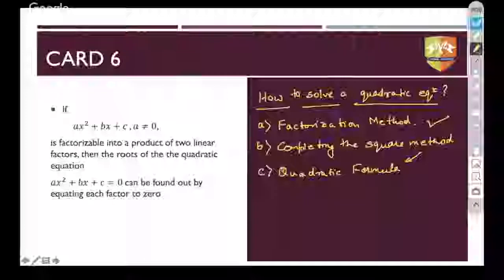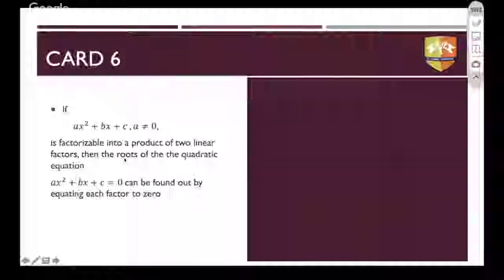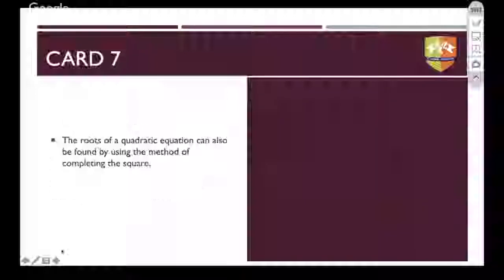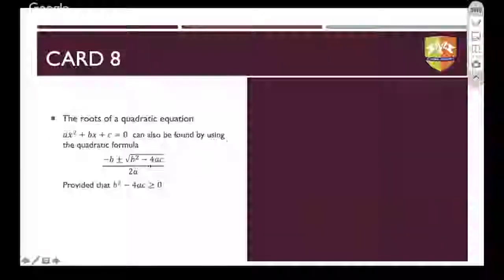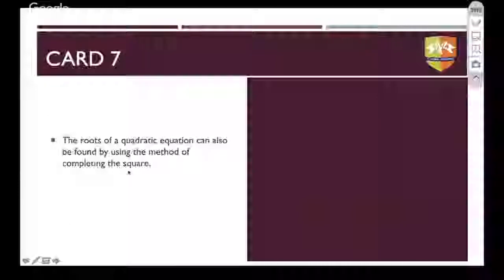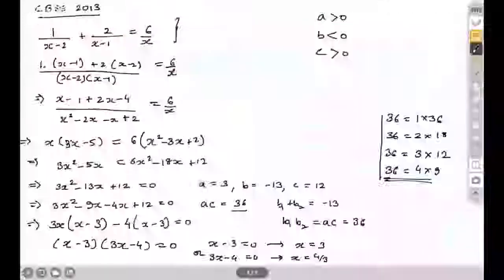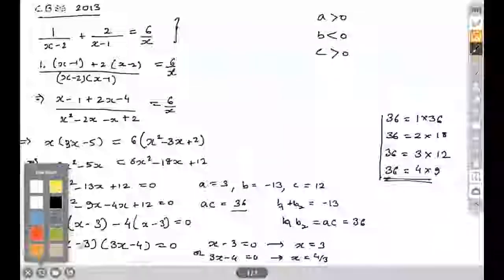Now, let's go to the next slide. The roots of a quadratic equation can also be found by using the method of completing the square. So let us do the completing the square method quickly. Though the proofs are not asked in the exam, you must know them because the process is important. Now let's go to the completing the square method.